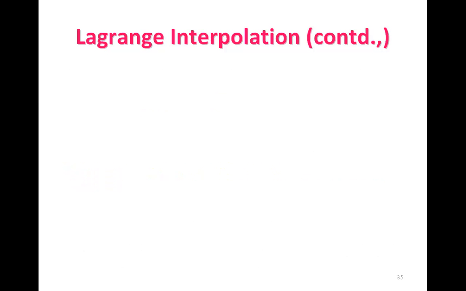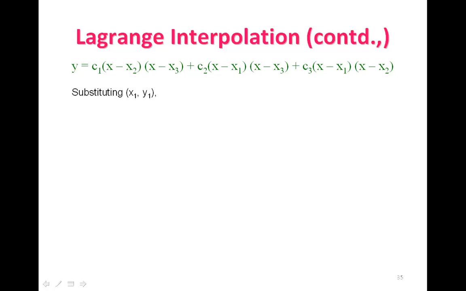In the first step of this equation solution, let us substitute x1 and y1 in y. So y is equal to c1 into (x1 minus x2) into (x1 minus x3). Whereas in the c2 coefficient and c3 coefficient, the x1 minus x1 becomes 0, so that the c1 coefficient directly we can get as y1 by (x1 minus x2) into (x1 minus x3).